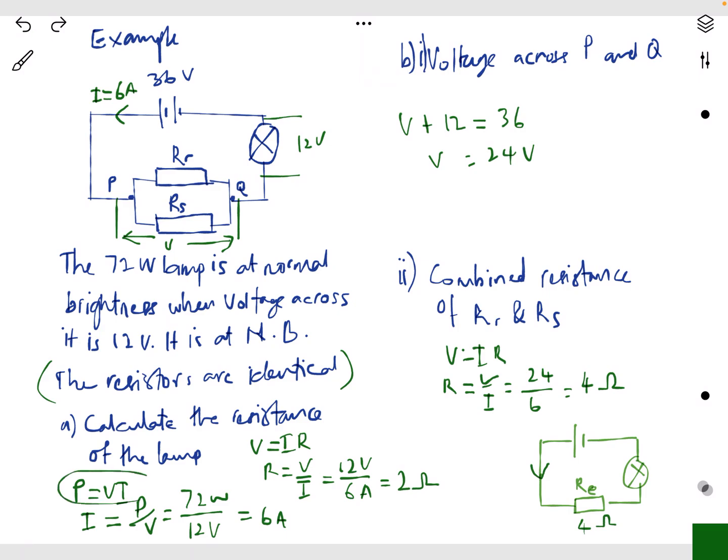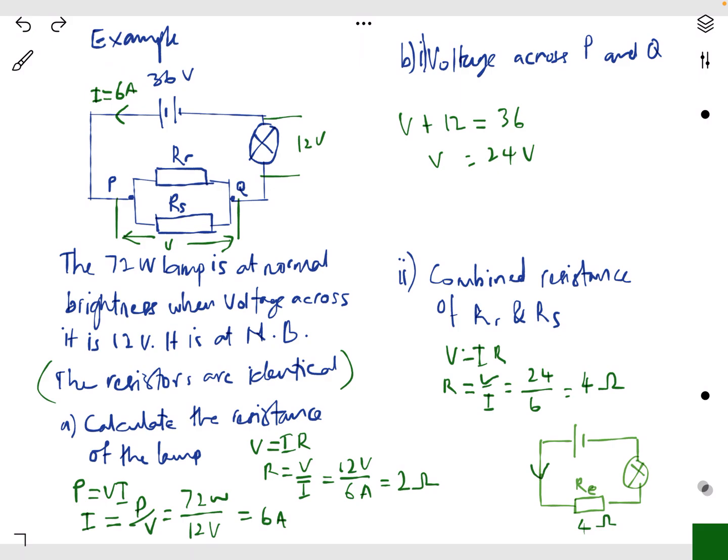So apply the formula for power, P equals VI, and from here you can write I equals P over V. Then you can substitute the values, 72 over 12, given in the question, so you get 6A. So 6 ampere is the current that flows out of the dry cell.